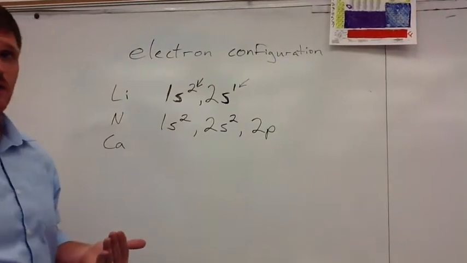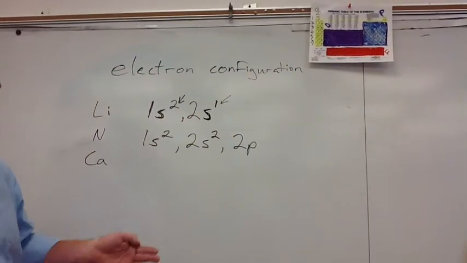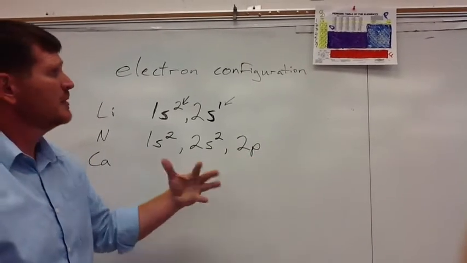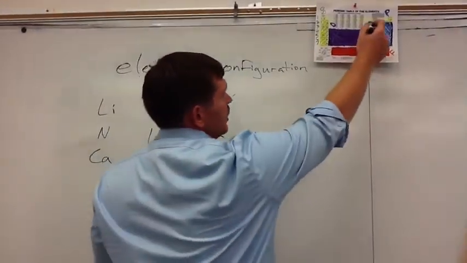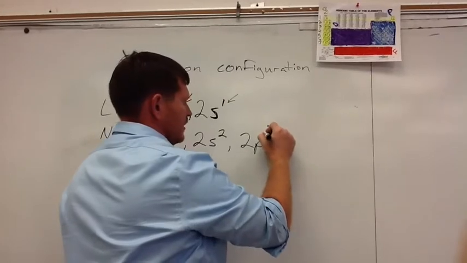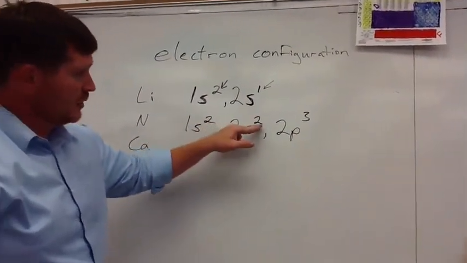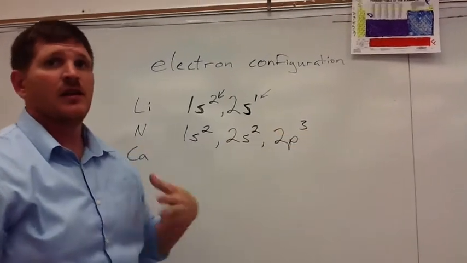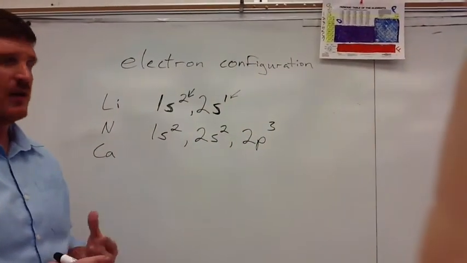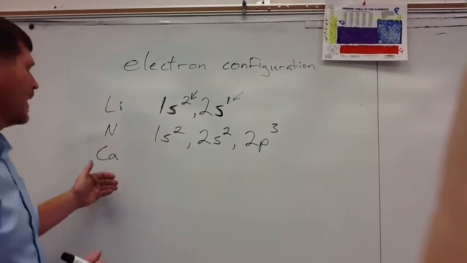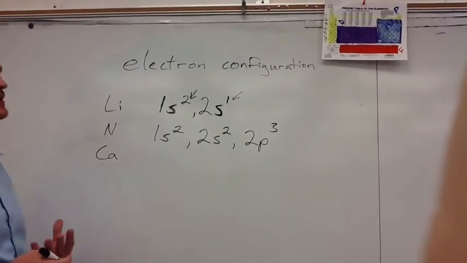Then I have to count over to nitrogen. Now, the p sublevel can hold up to 6, but this one doesn't hold 6, it holds 1, 2, 3. So 2p3. If I do my counting again, 2, 4, 7, nitrogen is element number 7. That works out for us. That's the electron configuration for nitrogen. All right, a little more difficult. We're going to go to calcium now.